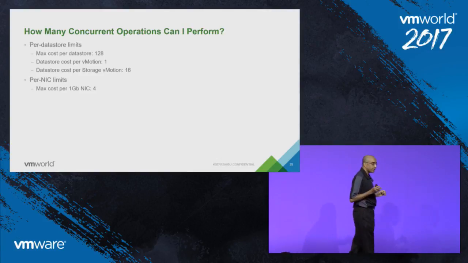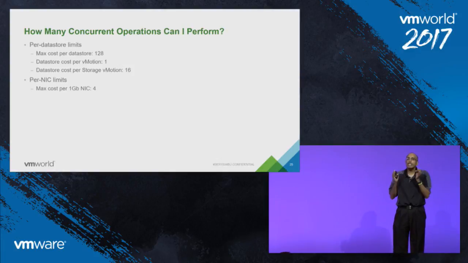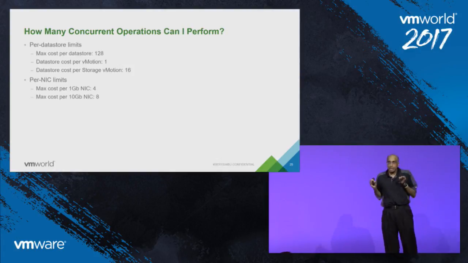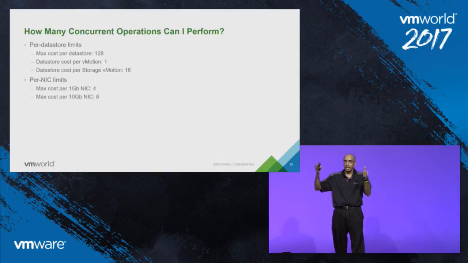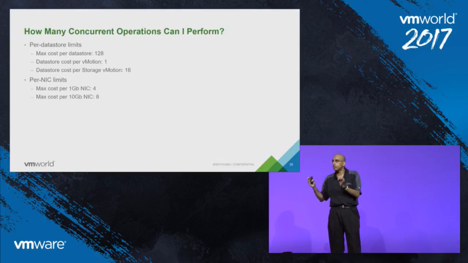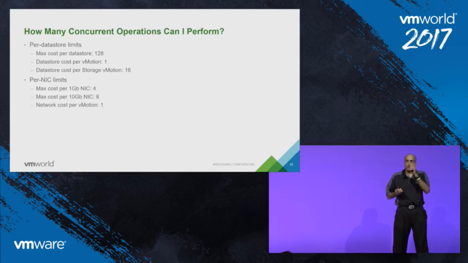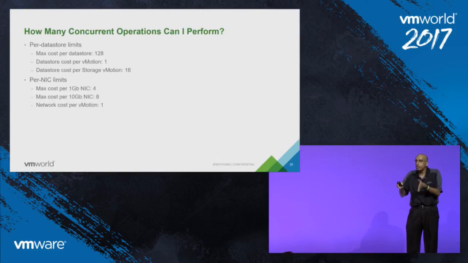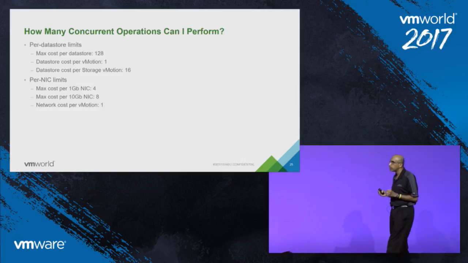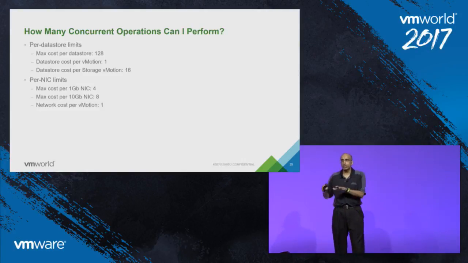Finally, let's talk about NIC limits. A 1 gig NIC can support up to 4 slots. A 10 gig NIC can support up to 8 slots, so it can do double the number of operations. If you do a vMotion, it costs 1. So you can do 4 concurrent vMotions on a single 1 gig NIC and 8 concurrent vMotions on a 10 gig NIC.